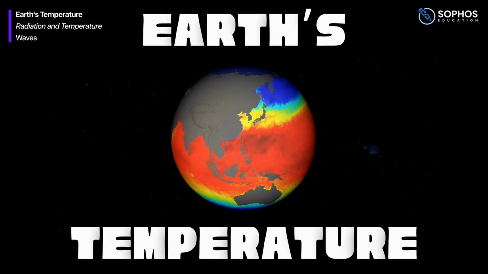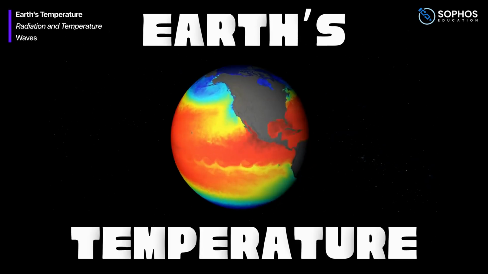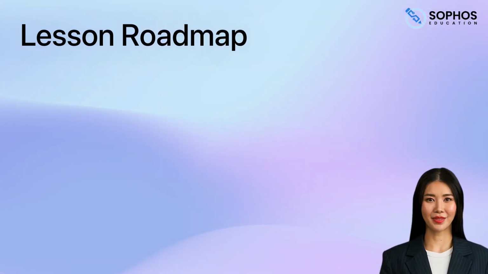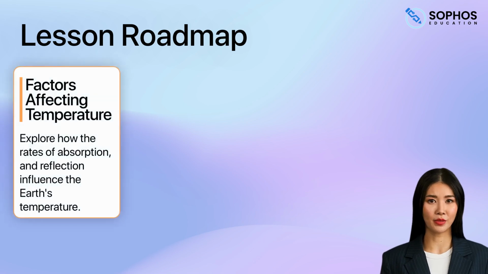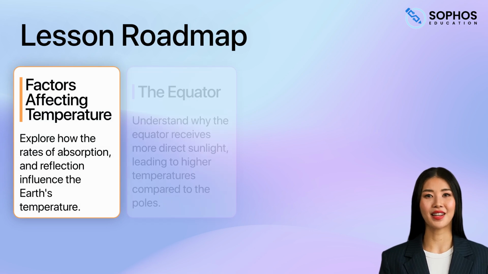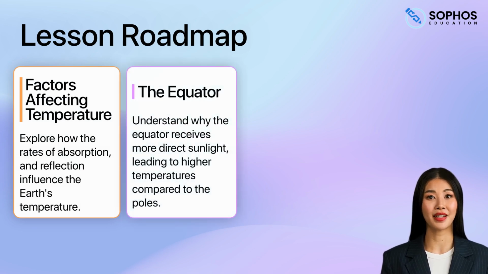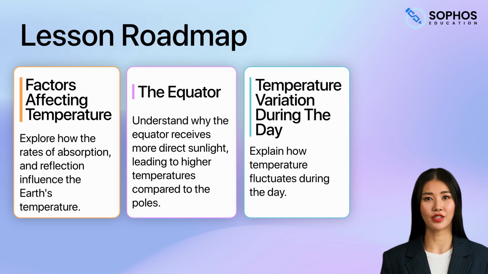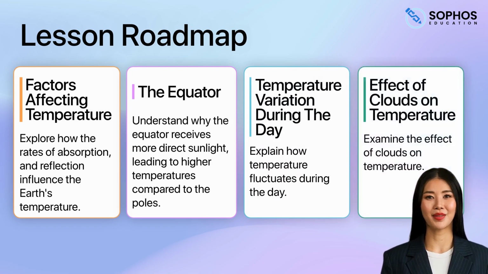Hello, and welcome to today's lesson on factors affecting the Earth's temperature. In today's lesson, we'll begin by exploring how the rates of absorption and reflection influence the Earth's temperature. Then we'll learn why the equator receives more direct sunlight, leading to higher temperatures compared to the poles. Next, we'll explain how temperature fluctuates during the day. Lastly, we'll examine the effect of clouds on temperature.